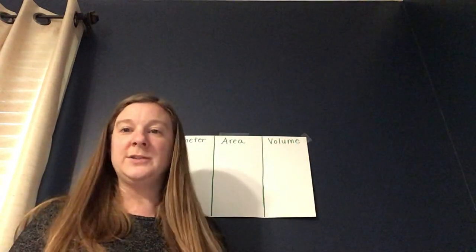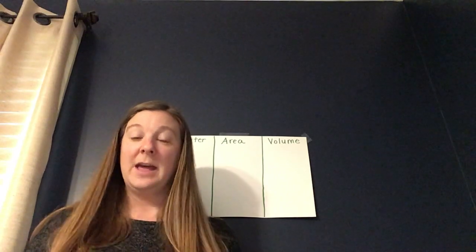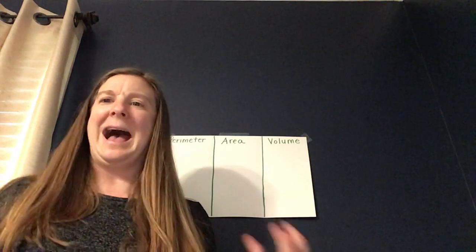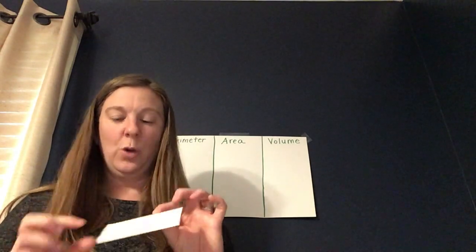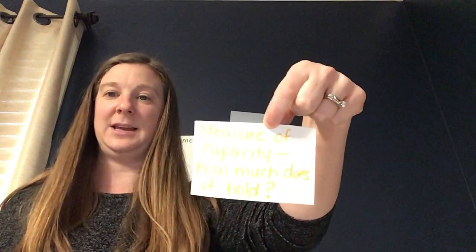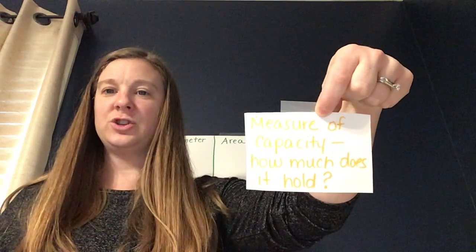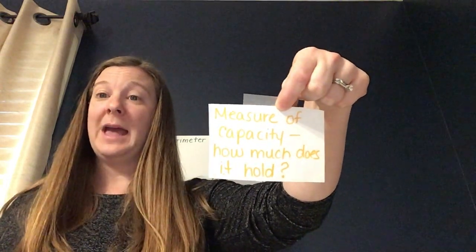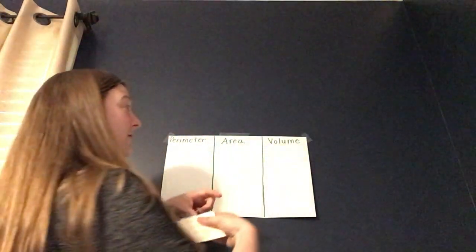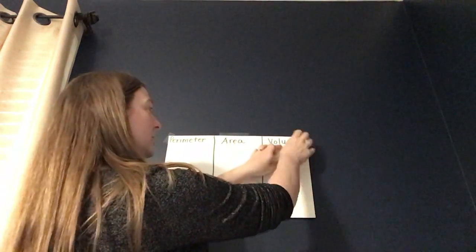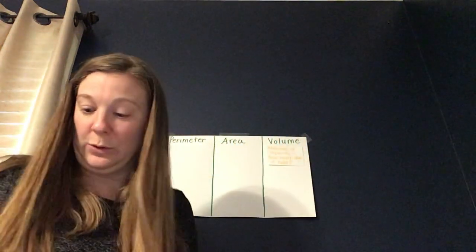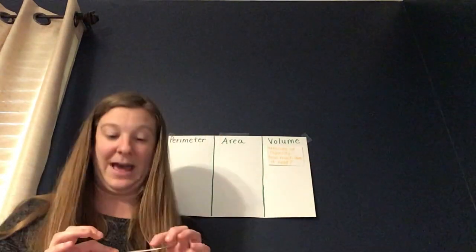In fifth grade, we also introduced the idea of volume. And volume takes us into the three-dimensional idea. We're filling something up, or we're trying to figure out how much something can hold. So the definition for volume would be a measure of capacity. How much does it hold? How much does the pool hold if I need to fill it up with water? How much does the sandbox hold if I need to fill it up with sand? That would be the measure of volume, finding that capacity.